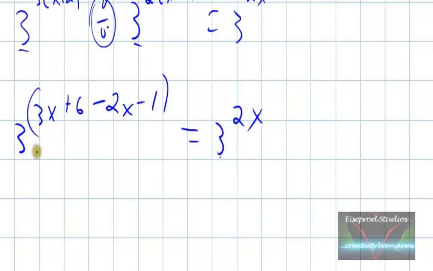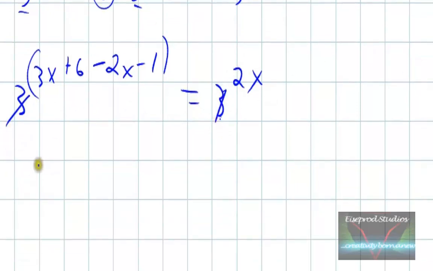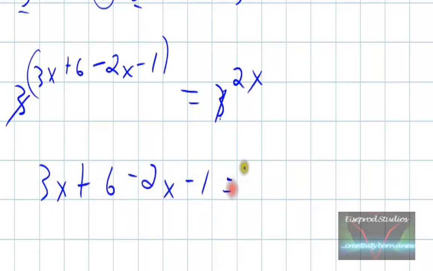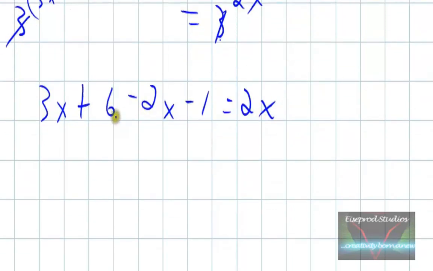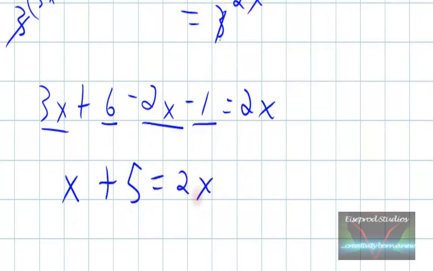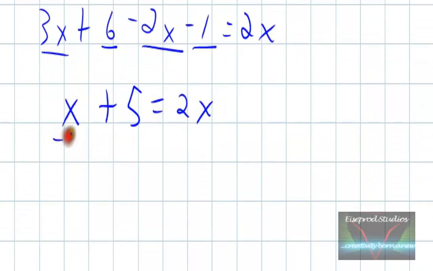Just 1/3 over here, but you're not doing anything else to it except for doing an exponent. And 1/3 over here, same with the x, you can cancel it. Now we're left with 3x plus 6 minus 2x minus 1 is equal to 2x. And it gets pretty straightforward from here. So 3x minus 2x is just 1x, and we leave it as x, plus 6 minus 1 is 5, is equal to 2x. And we're going to get minus x, and we're going to have 5 is equal to 2x minus x is equal to x.